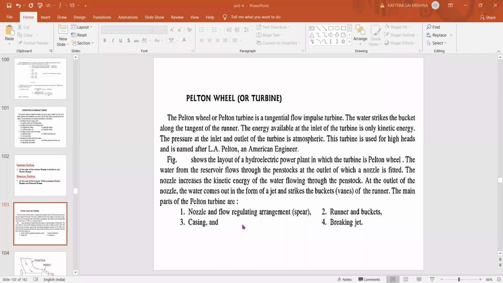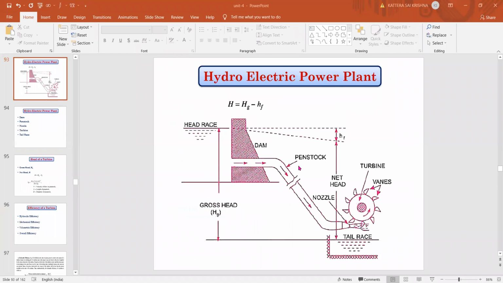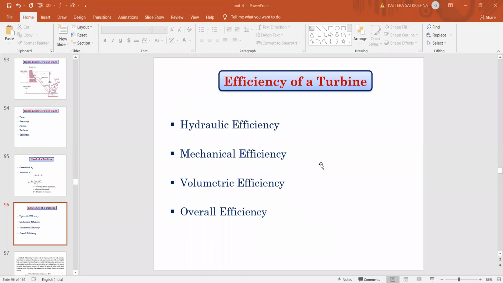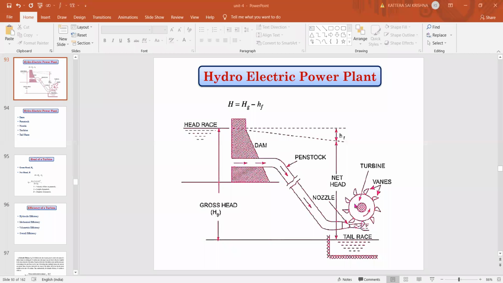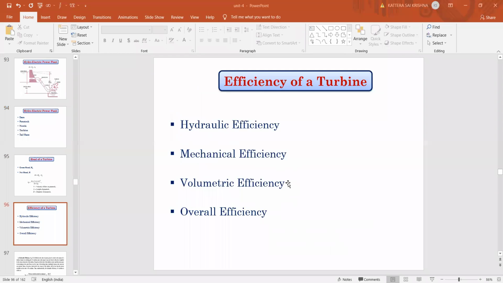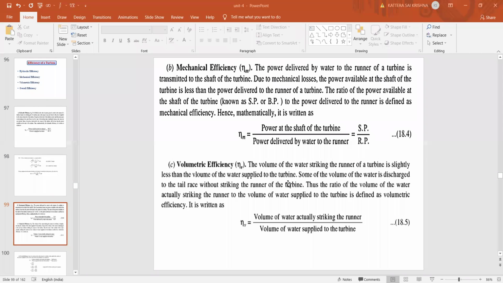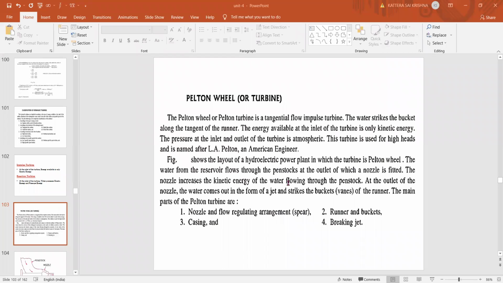You have already seen this hydroelectric power plant figure yesterday, the same image, this one, right? This figure shows that there is a Pelton wheel here, which is attached here. This is the Pelton wheel model, right? It is used for producing power by use of the Pelton turbine. It shows the layout of a hydraulic power plant in which the turbine is a Pelton wheel.